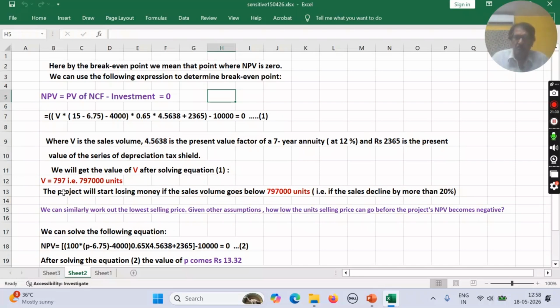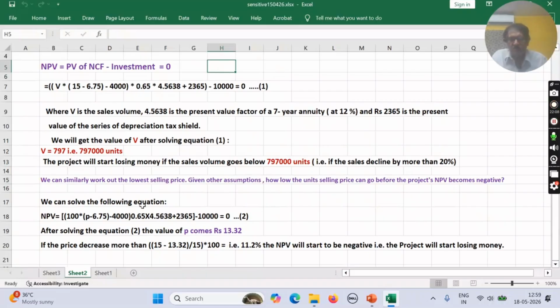If the management or decision taker knows this value, then it will be easy for him to take a decision, because the standard or estimated value is 1000. If it decreases, as it is sensitive, no problem. If it is 800, I am not going to incorporate these 3 zeros, 800, still the project will be positive. But if the volume is 797, then NPV will be 0, and after that, if it is 796, the NPV will be negative. That's why it is called the break-even point of the volume.